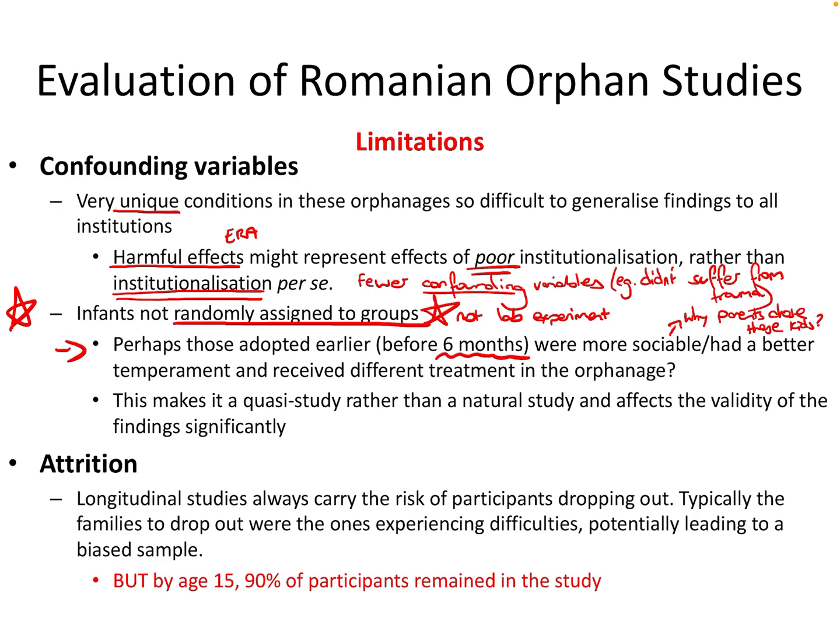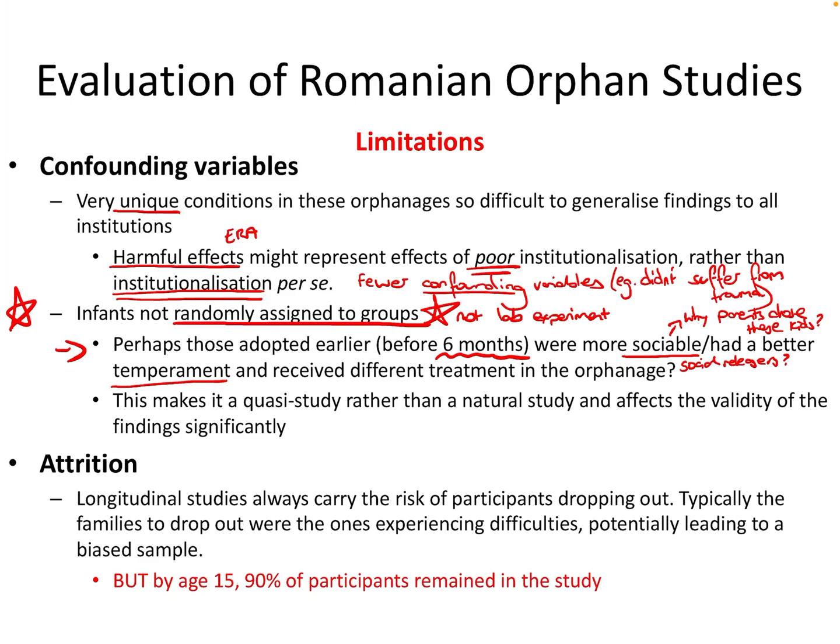Could it be that they had a better temperament? They were more sociable? Perhaps they were more smiley? Perhaps they were demonstrating more social releasers? There was something that attracted the parents to these children that made them be chosen before the other kids, and therefore meant that they were adopted earlier than the other children.